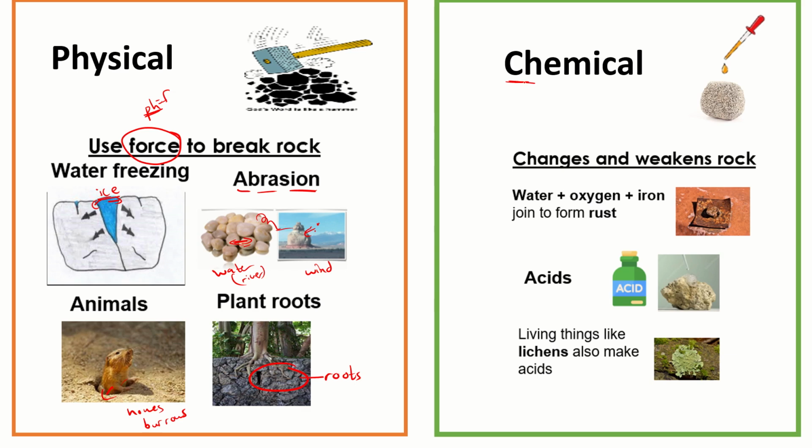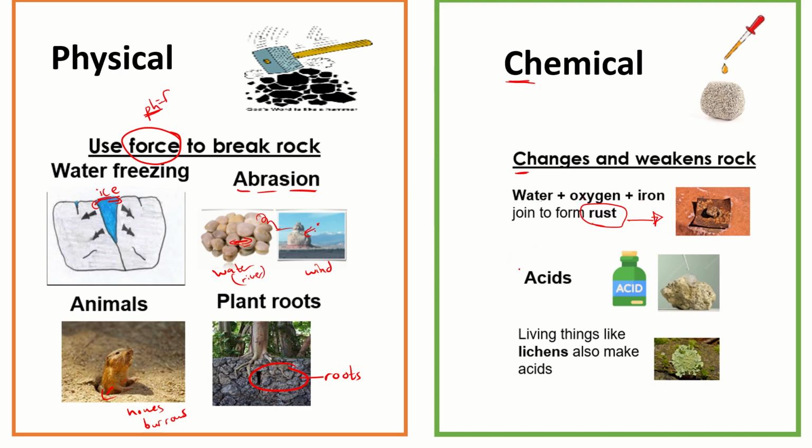Chemical, ch in chemical for change. Chemical weathering breaks the rock by changing it. It changes what the rock is made of to make it weaker and softer and easier to break. One example is when water, oxygen, and iron join together, they make rust. Rust is this crumbly orange thing, and it makes the rock very weak and it breaks easily.